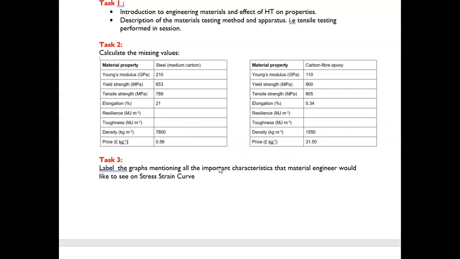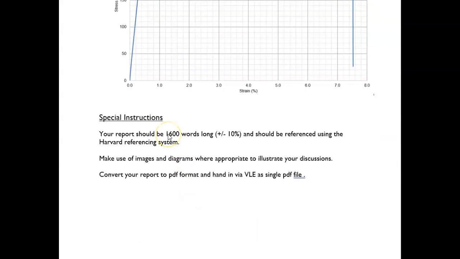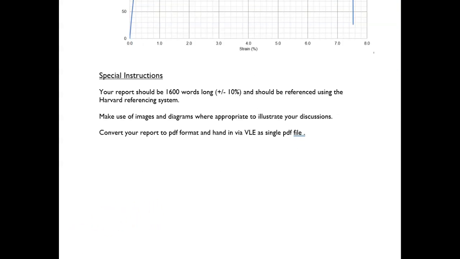If there is any reference, make sure you put the reference. The word limit is 1600 plus or minus 10%. When you submit the assignment, it should be a single PDF file. Make sure you convert it into a single PDF file, especially if you are using any formulas and equations, because on Google Docs, the formulas and equations do not appear.